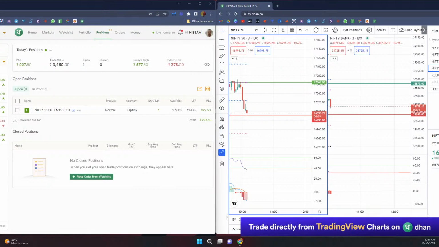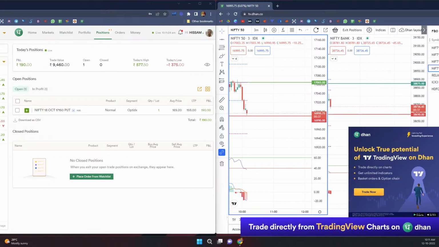TP is active now. Let's wait and see how it works. Let's see whether it sells or the target is reached. Let's wait.